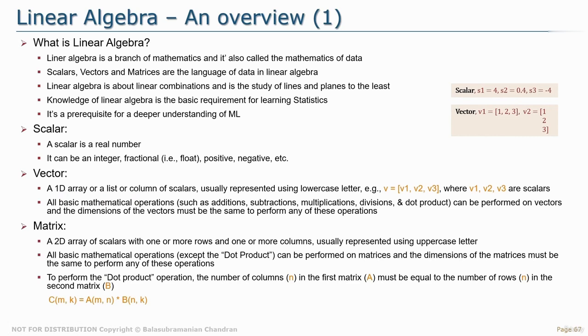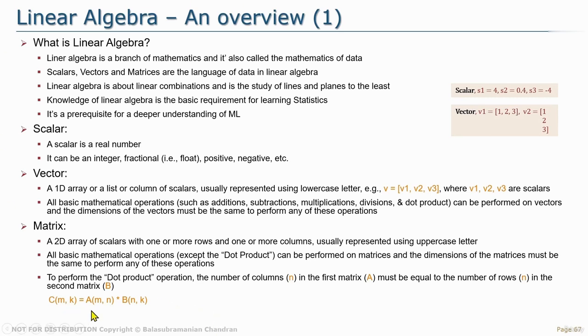Matrix. A two-dimensional array of scalars with one or more rows and one or more columns, usually represented using an uppercase letter. All basic mathematical operations except the dot product can be performed on matrices, and the dimensions of the matrices must be the same to perform any of these operations. To perform the dot product operation, the number of columns n in the first matrix A must be equal to the number of rows n in the second matrix B.